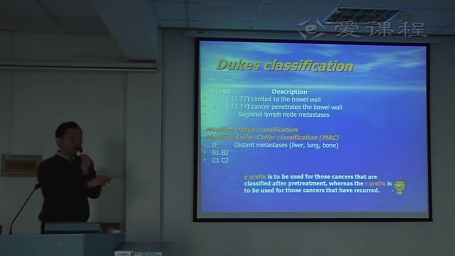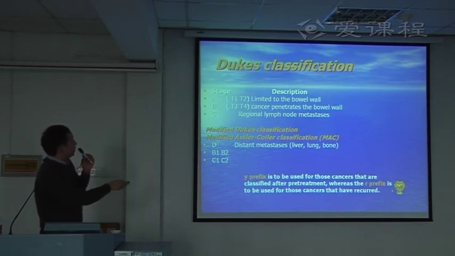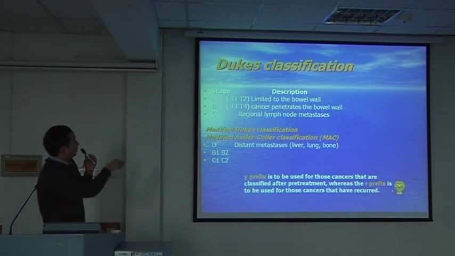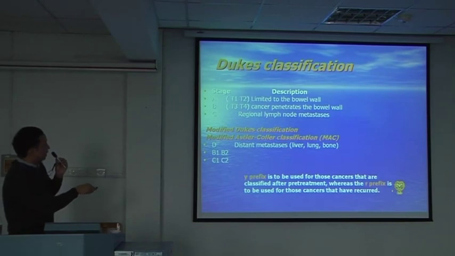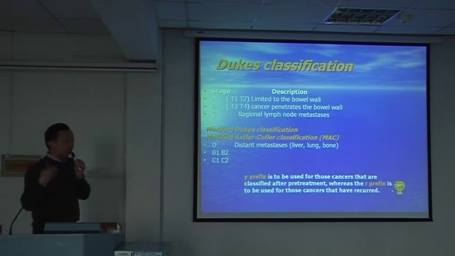And there's another staging system. It's called the Dukes classification. So this is the typical Dukes staging, only stage A, B, C, not to mention distant metastasis. So later on, the modified Dukes classification or modified Astler-Coller classification, and D for distant metastasis.